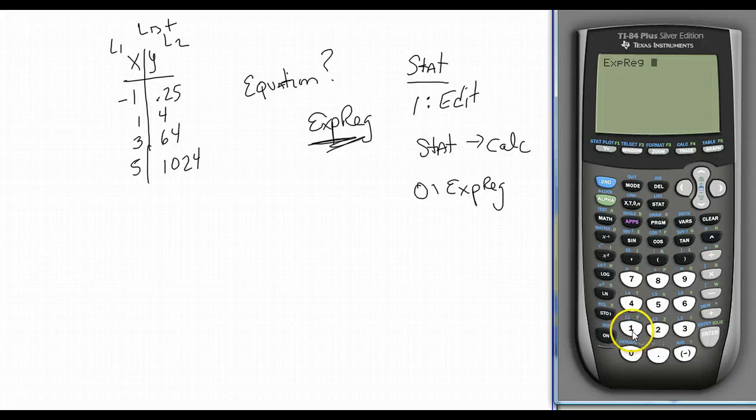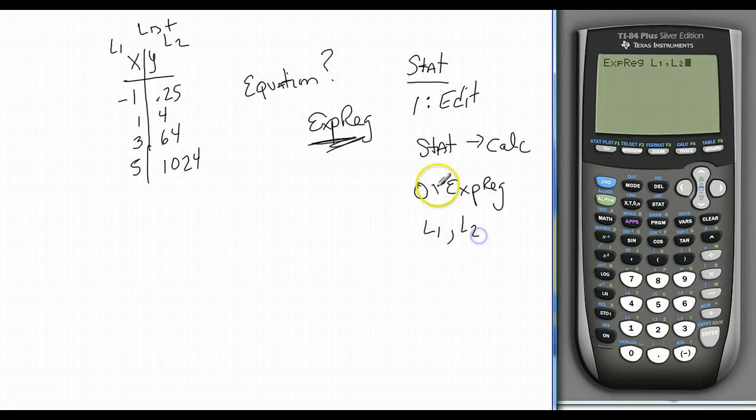Now, to find L1, it's in blue over the 1. So you press second 1, and L1 shows up, comma, L2, second 2. So I got L1, comma, L2. So it's ExpReg L1, L2. Now when we hit enter, it gives me the equation.